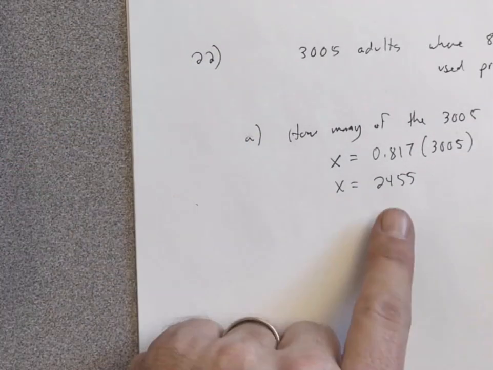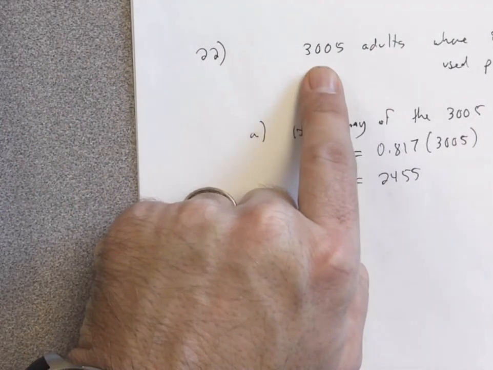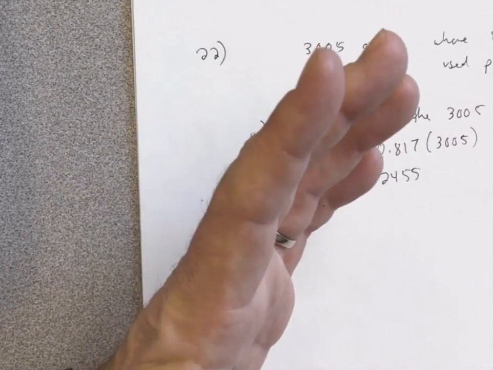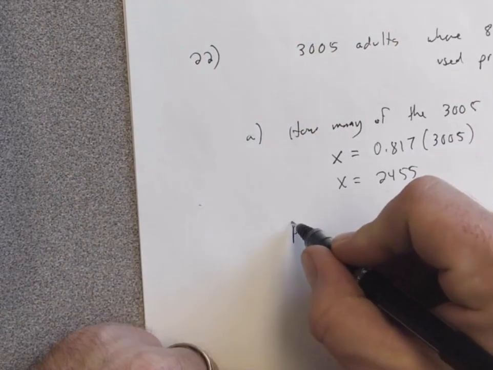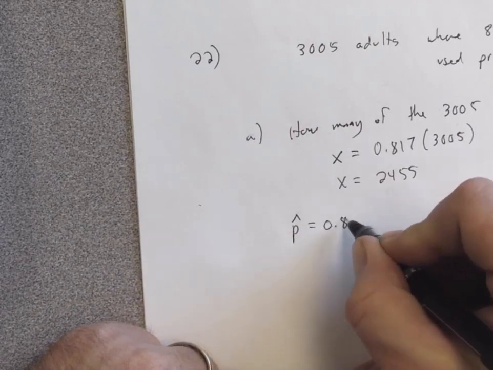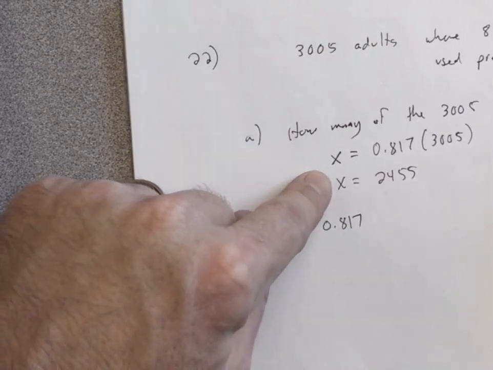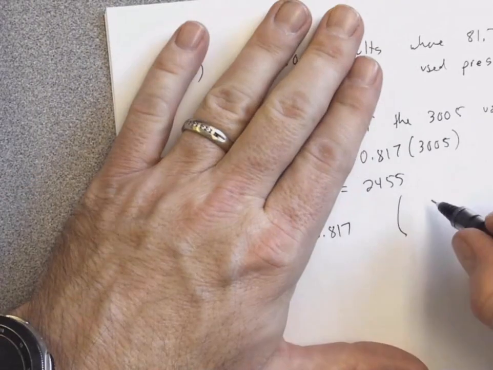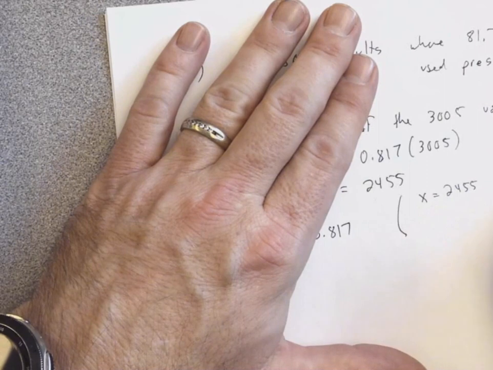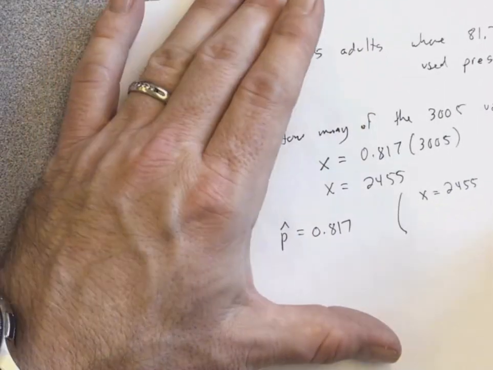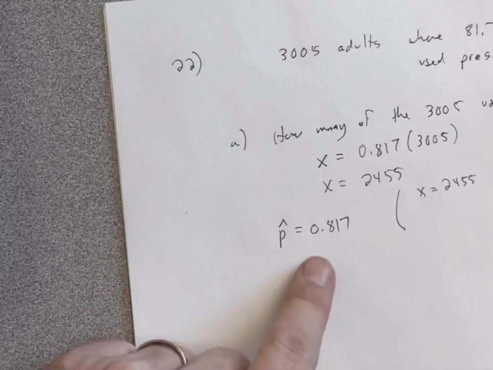Sometimes what they'll say is there are 2,455 people out of 3,005 adults that used it, and then they'll ask you for P hat. So right now what they did is, in this case, they gave us P hat equal to 0.817. They gave us the proportion of people, and then they asked you to find the X value. Sometimes they might say X is equal to 2455, and N is equal to 3005. So what if they gave us how many people and I ask you to find this P hat?